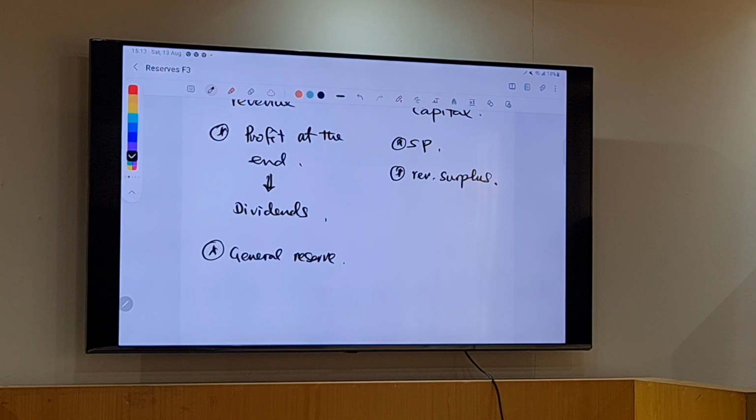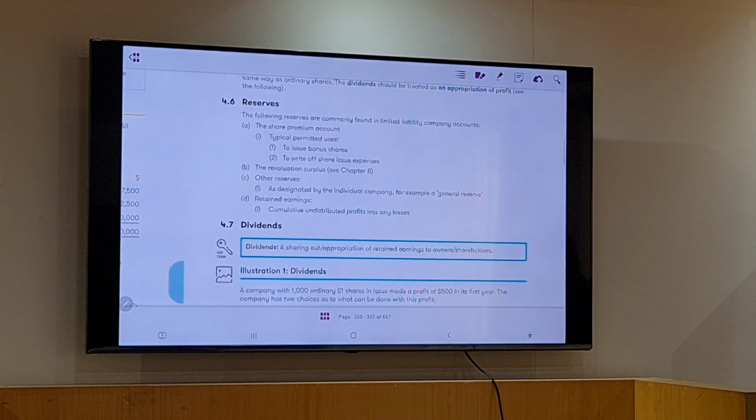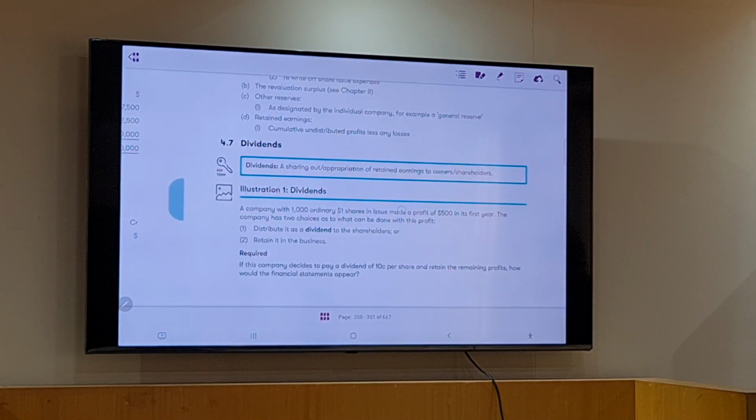Clear? Actually, this revaluation surplus, I was not there. Can you tell me? Revaluation surplus. Let's say you have a property of 100,000. You revalue this to 120,000. Exactly, IAS 16. So the 20,000 is the revaluation surplus. So these are reserves. Can we try this question?